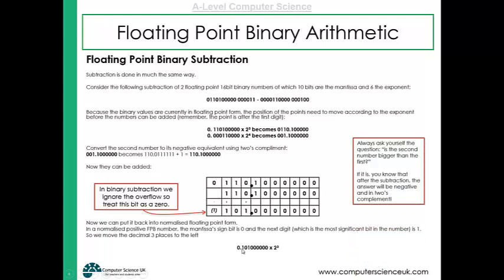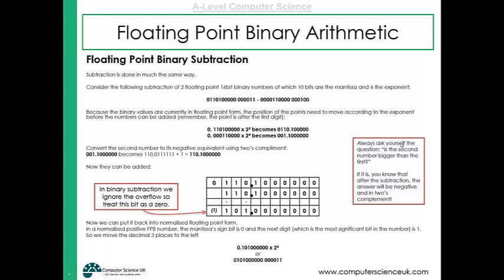So we can write down our answer as 0.101000000 times 2 to the 3. And if we want to put it all into binary, we need to make sure that the exponent, 2 to the power of 3, is written in those 6 bits, like so. So the 3 there is written in binary in 6 bits.